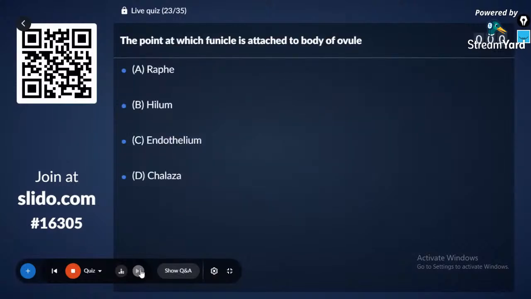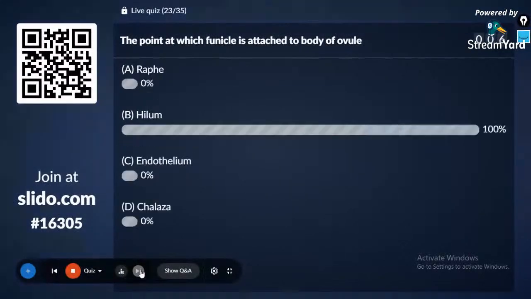The point at which the funicle is attached to the body of ovule. In the last question, I just explained it with the help of a diagram. The point at which the funicle is attached to the body of ovule: raphe, hilum, endothelium, chalaza. Perfect. 100% with the answer, hilum. Next question on the screen.